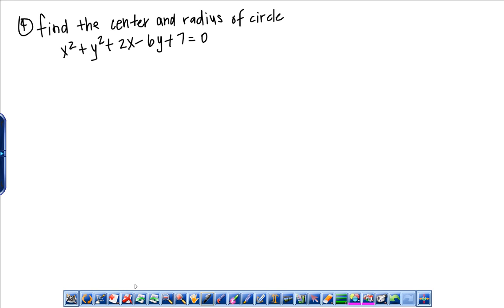On number 4, when it says find the center and radius of this circle, this is kind of a hot mess. And so what I'm going to have to do here is to complete the square.